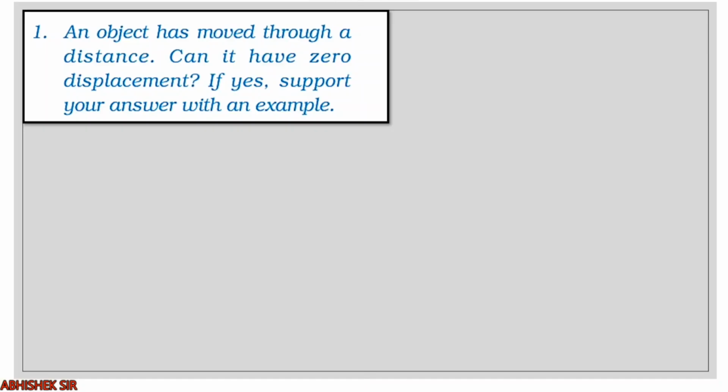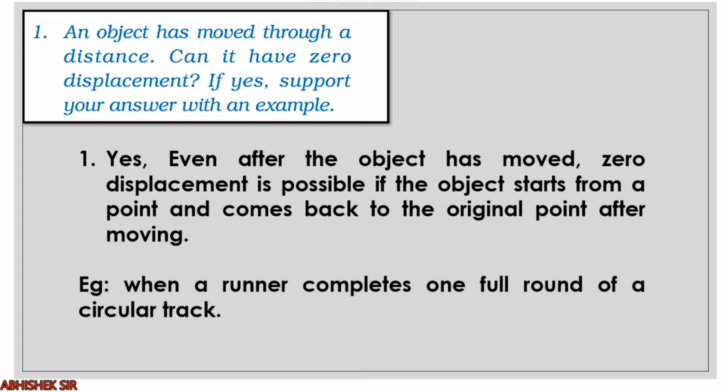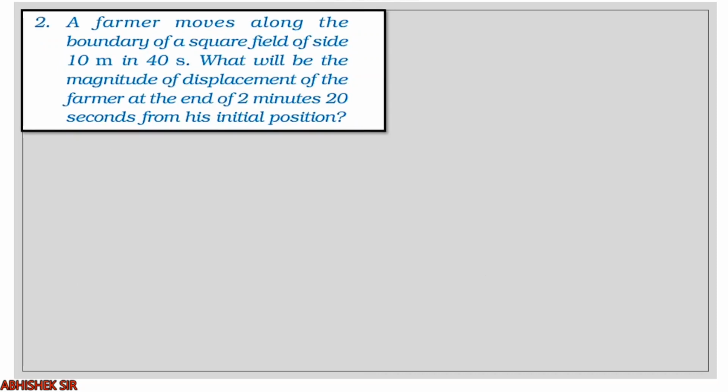So we shall start with the first question: An object has moved through a distance. Can it have zero displacement? If yes, support your answer with an example. So we know that the answer is yes, because even after the object has moved, zero displacement is possible if the object starts from a point and comes back to the original point after doing motion. So if your starting and ending point is the same, that means displacement is zero. An example is when a runner completes one full round of a circular track: even though he has moved, the displacement is zero. Clear? Moving on to the second question.